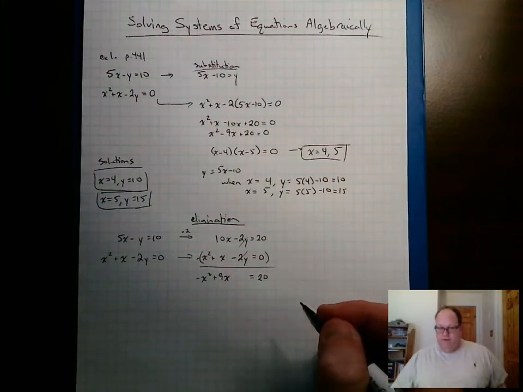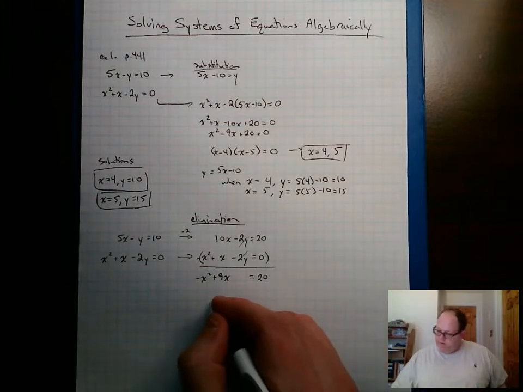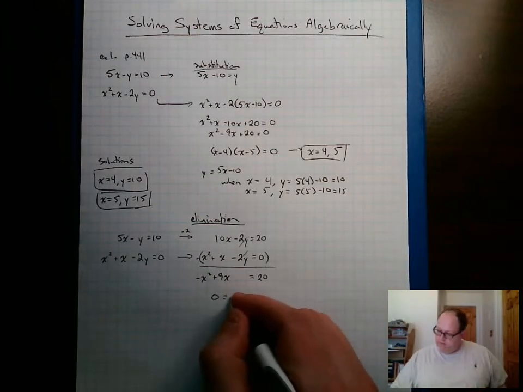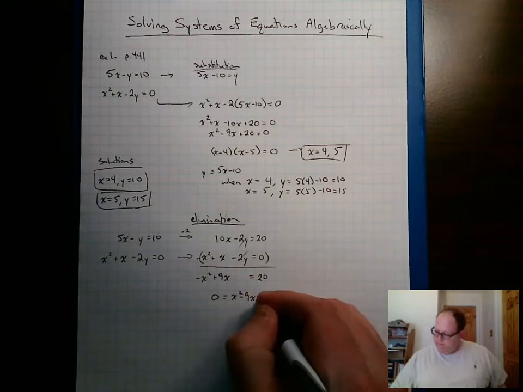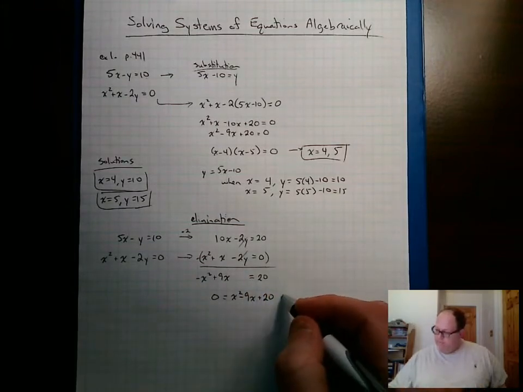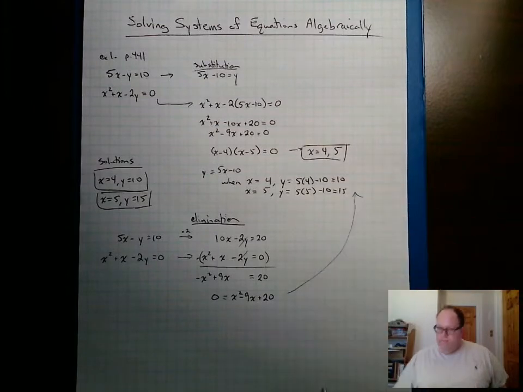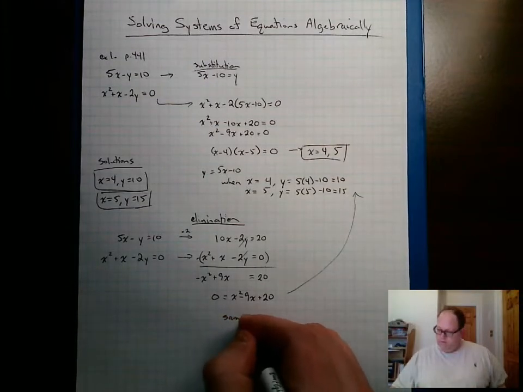If I bring everything to one side, I end up with the same quadratic that I had above, which means it would have the same solution, which it should.